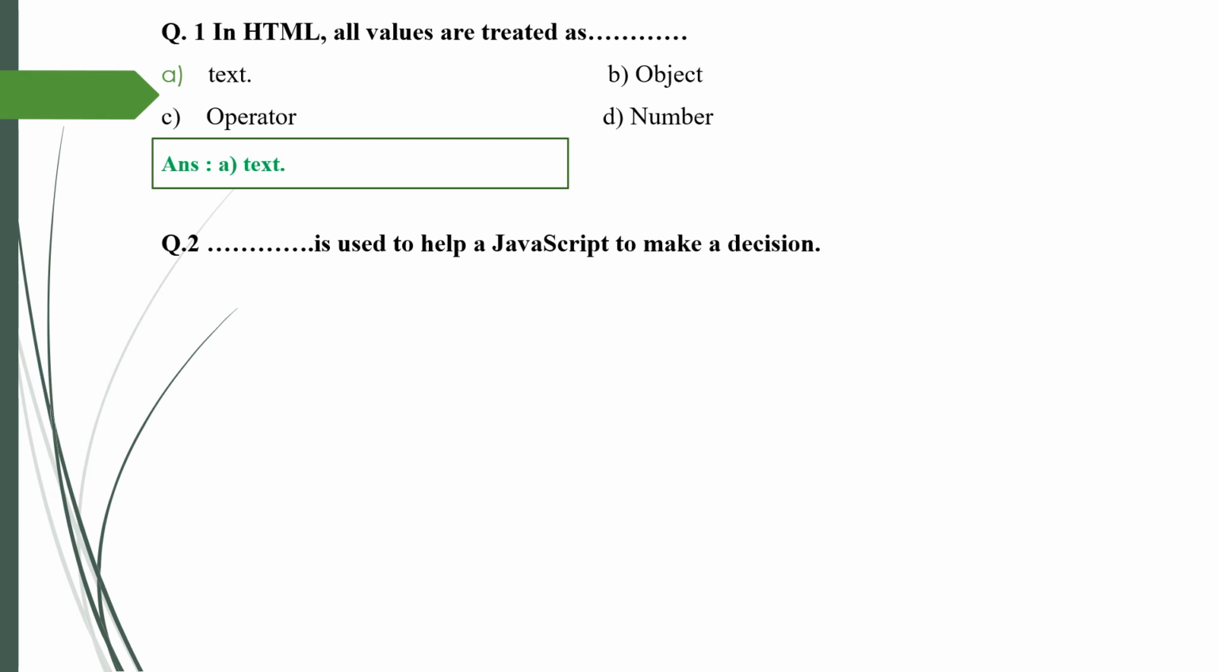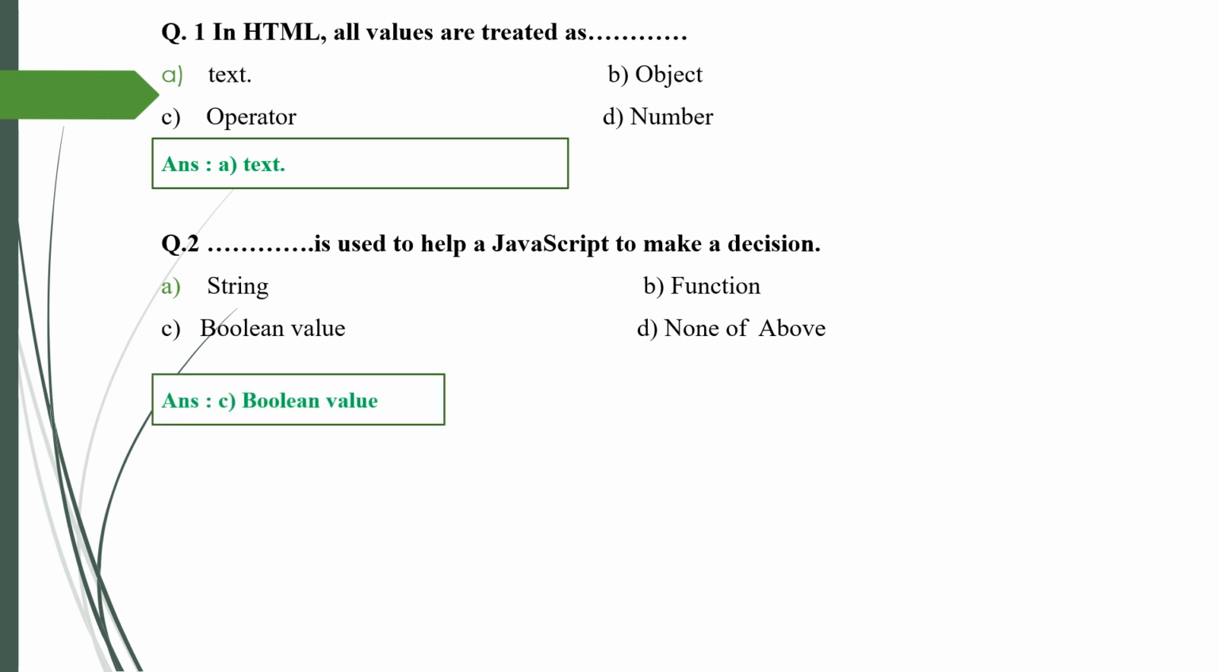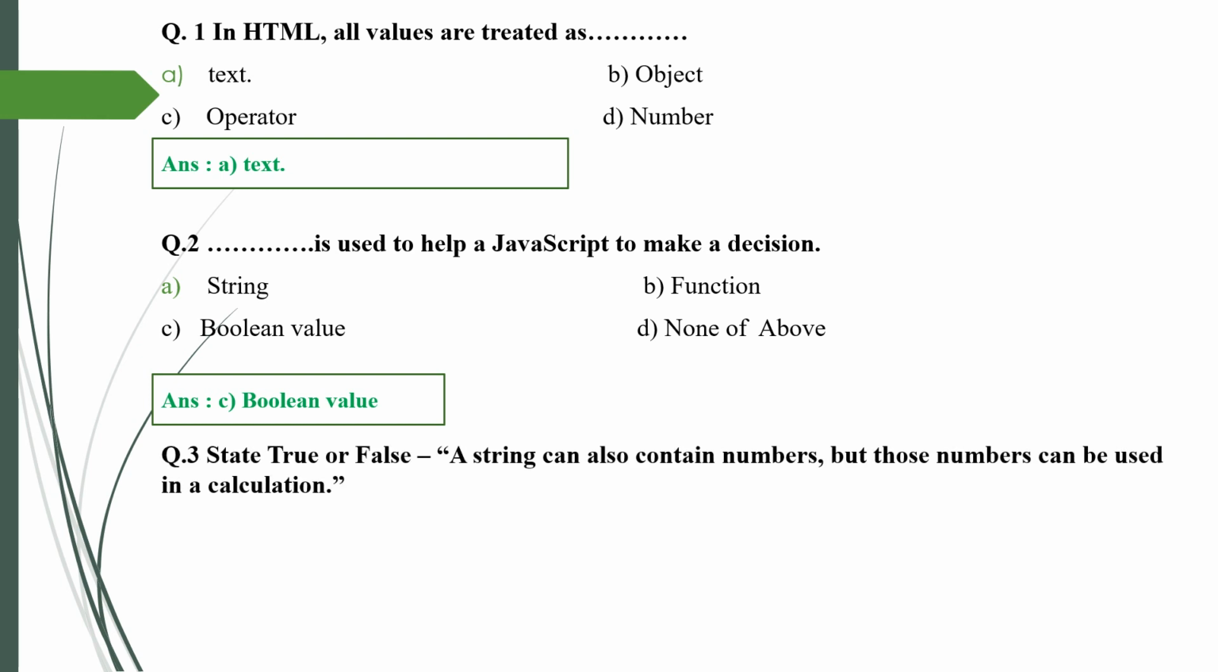Second question: dash dash is used to help JavaScript make a decision. First option string, second option function, third option boolean value, fourth option none of the above. So the answer of this question is boolean value. Boolean value is used to help JavaScript make a decision.